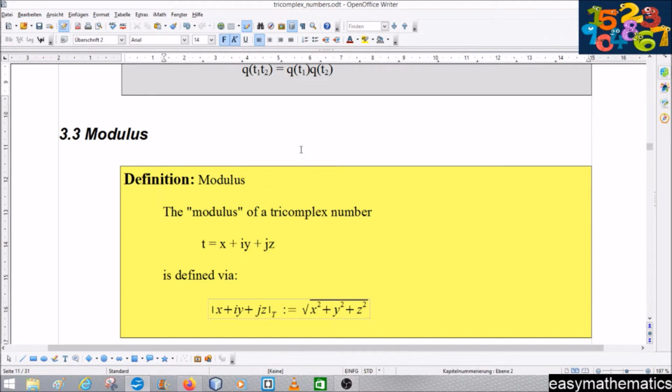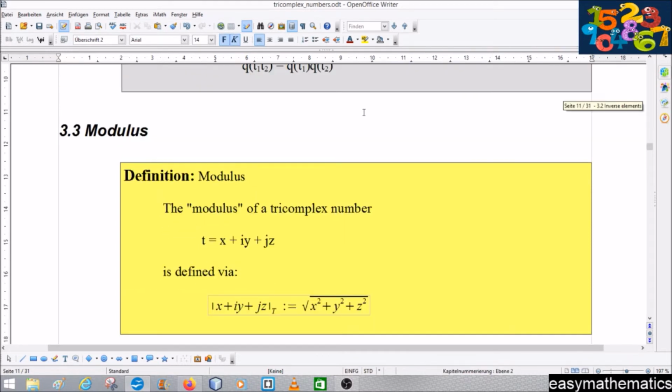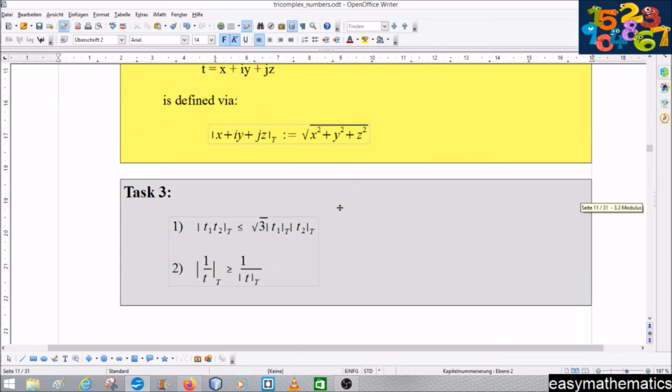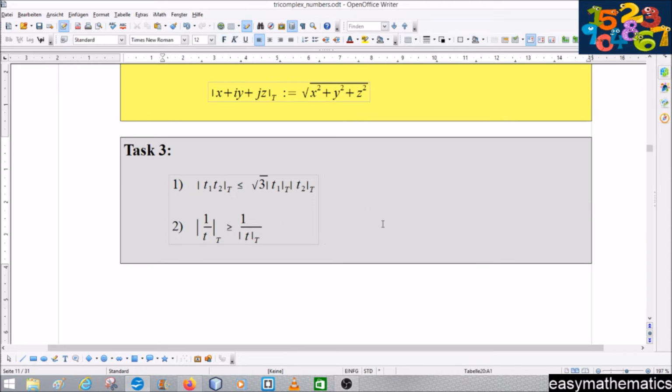Yeah, and the next point of our journey of three complex numbers is the modulus. We define the modulus of a three complex number via the Pythagorean theorem. So the modulus of x plus iy plus jz, with index t for modulus in the three complex world, is defined via the square root of x squared plus y squared plus z squared. Okay.